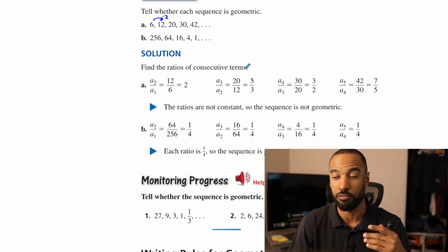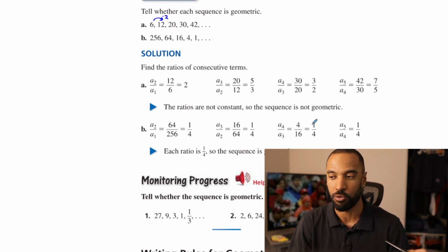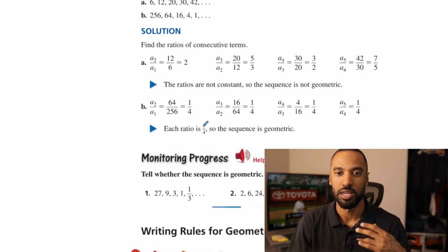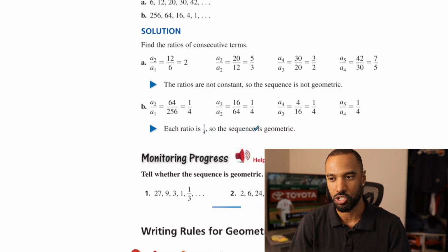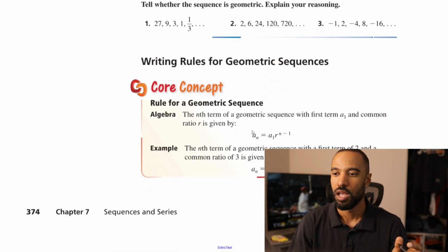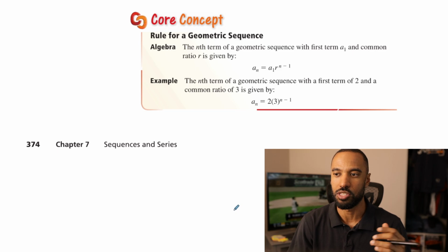All these reduce to that 1/4, which is literally 1 divided by 4, but all of them reduce to that 1/4. The ratio is 1/4. It is common. It is a geometric sequence. Let's look at some of the rules that they have, or at least the rule that they're going to be writing out.